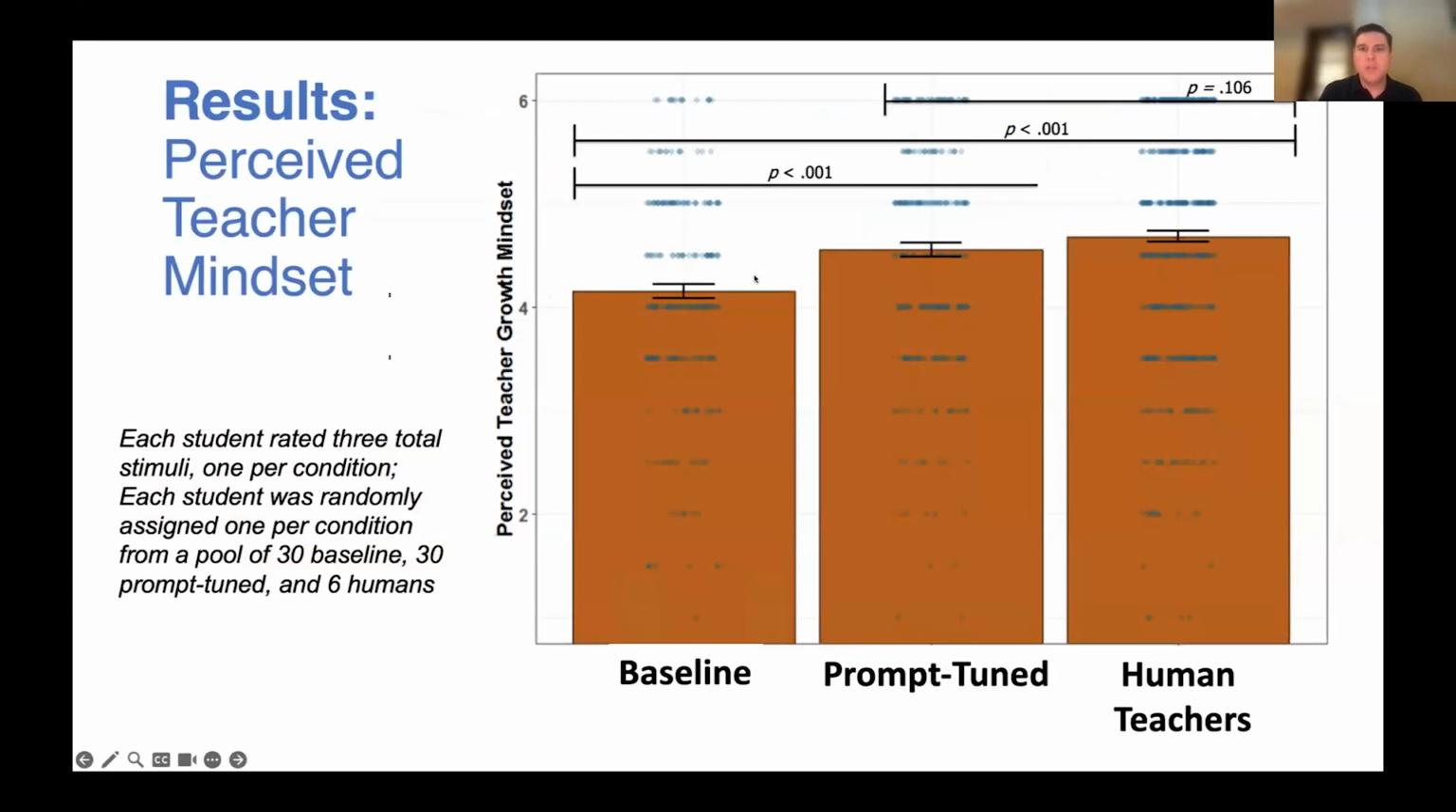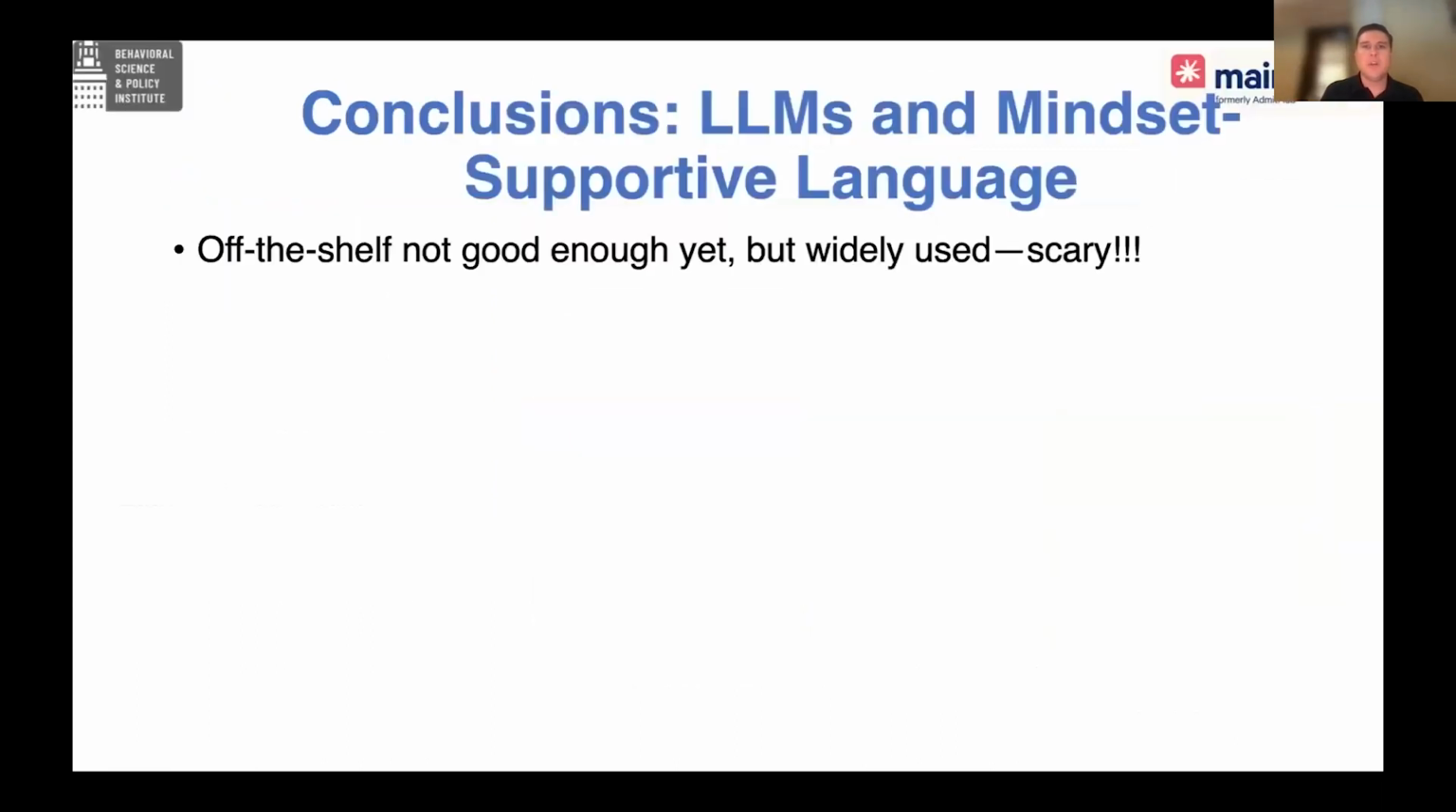The prompt-tuned version is significantly higher, and it's about 80% of the way to the human teachers. So again, it's good, it's better. We're still learning what parts it did and didn't do well, because this is brand new data I've been working on for a while, but certainly promising. So conclusions are really that off-the-shelf LLMs are not good enough yet, but they're widely in use. And this is terrifying to me.